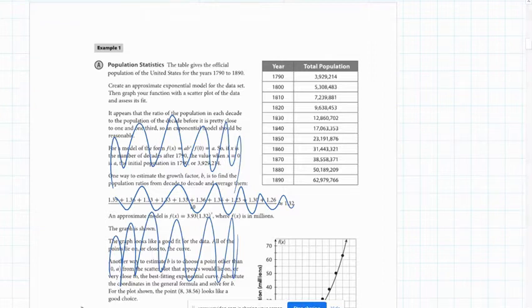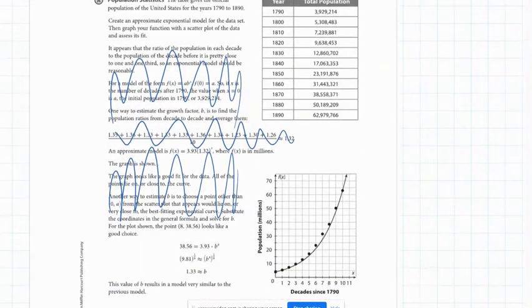And so if we look at the graph that they have here, what they used for their x coordinates were the decades since 1970. So a decade is 10 years.